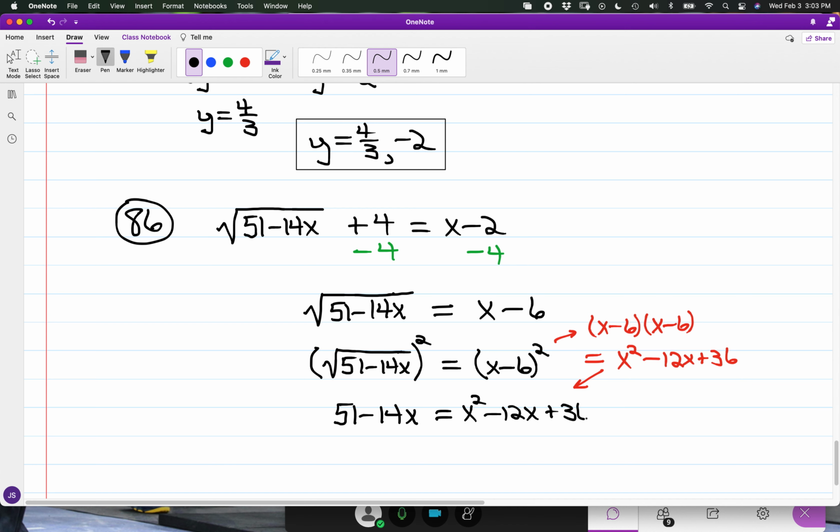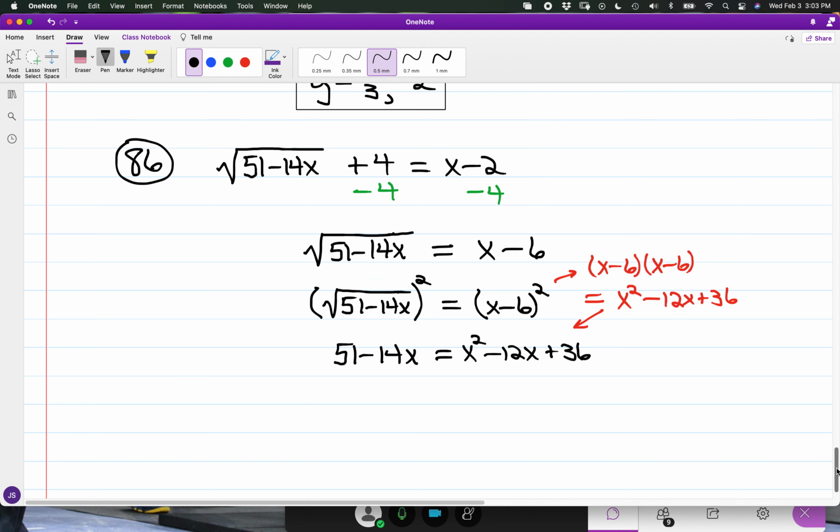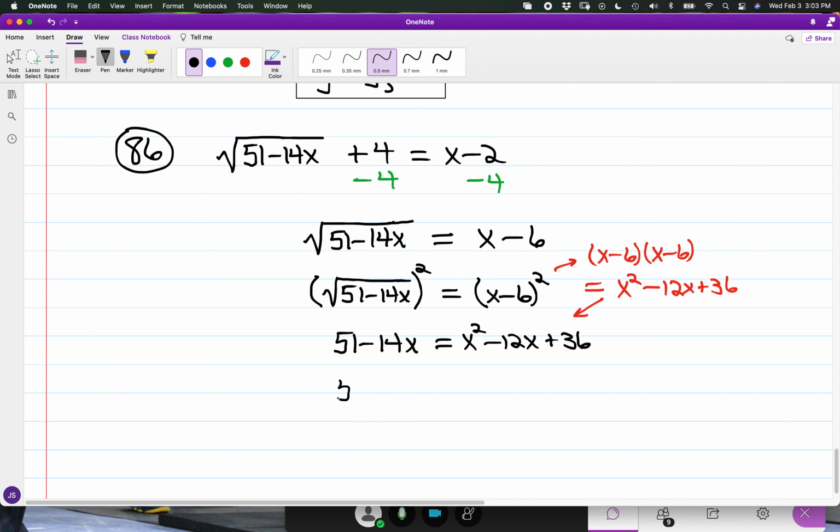So you have the formation of a quadratic equation, and we are gradually converting what we have here into a quadratic equation in standard form. I have the x squared term on the right, so I can adjust so that the left hand side is equal to 0. I can take away 51 and also undo the subtraction of 14x by adding 14x.